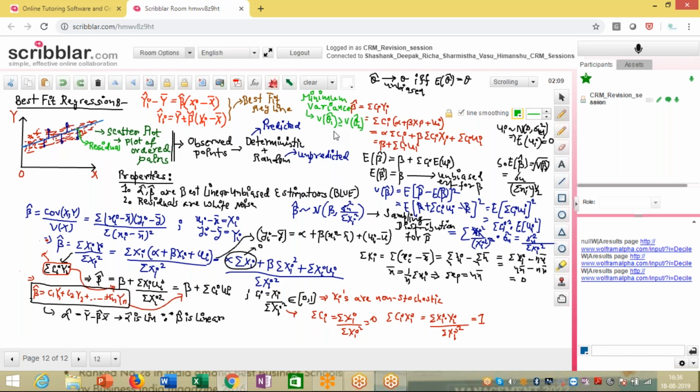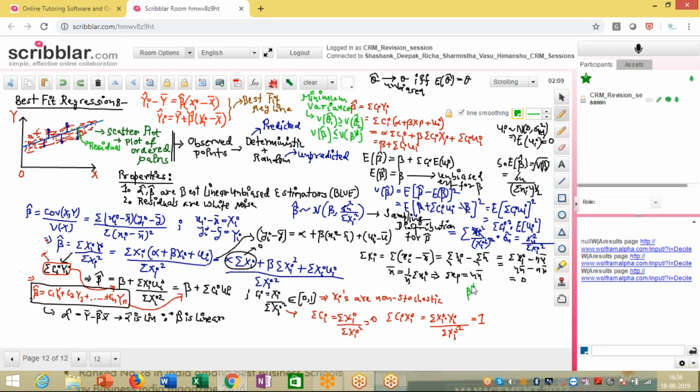Now over here, one of the important things that we need to show is that the variance of beta hat as an estimator for beta is less than or equal to the variance of any beta star, which is a linear unbiased estimator, right? So let's say our beta star, the estimator that we are talking about, is an estimator which works like this.